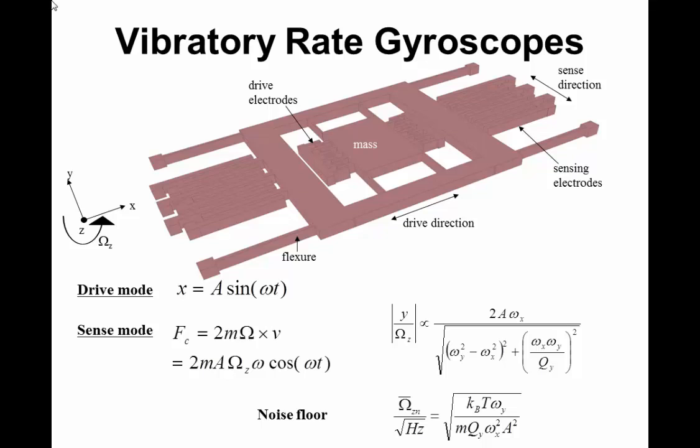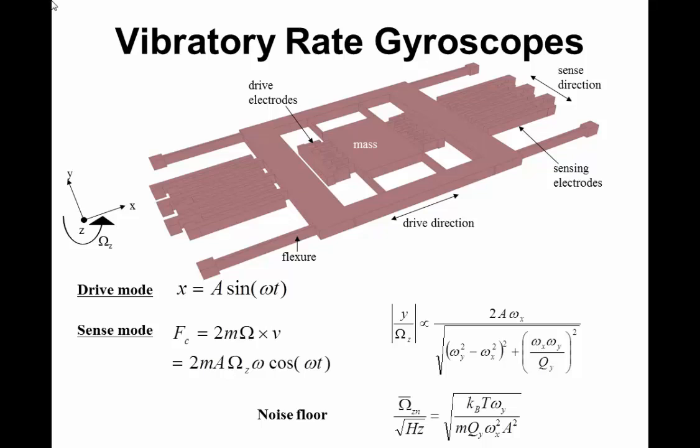And this essentially then gets into the optimization of these parameters, because if you wanted to increase the sensitivity, so increase the sense mode displacement for a given rotation rate, you would want to increase the drive mode amplitude. That also lowers the thermomechanical noise floor. You could also think about it as increasing the drive mode velocity, which is perhaps a better way to think about that expression. You would also want to match the two frequencies, and you then get rid of that expression there in a mode matched configuration.